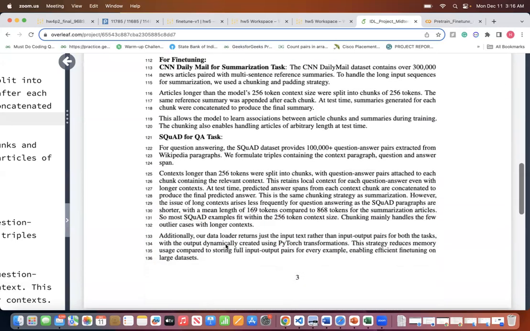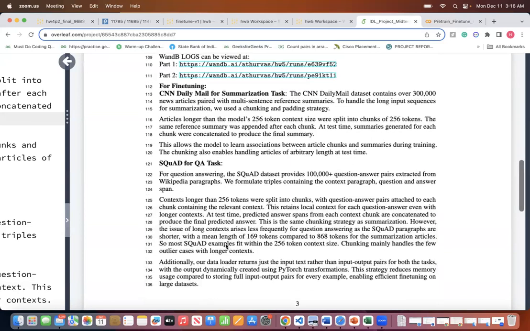Coming to the data loading strategy for fine-tuning, the CNN Daily Mail dataset has long input sequences, so we adopted a chunking and padding strategy. For any article longer than the 256 context size, we split it into chunks of 256 tokens. During prediction, we generate summaries for each of these chunks, which are sent to the model and finally concatenated to produce the final summary.